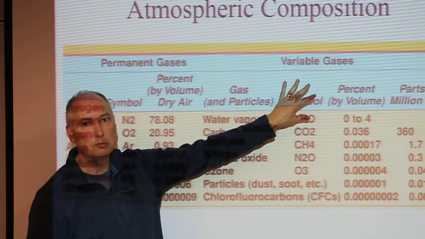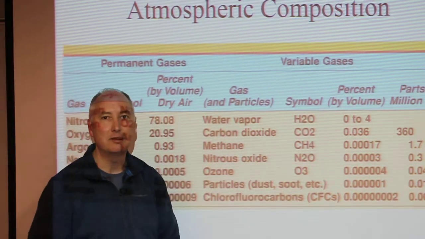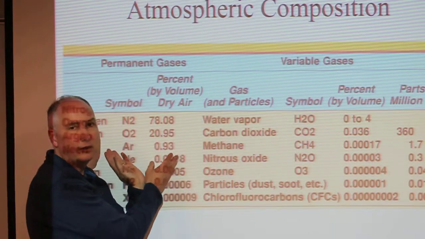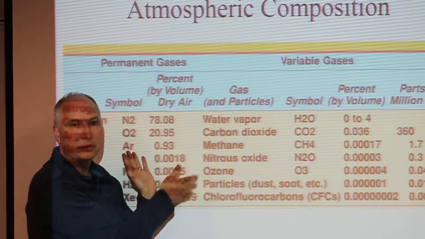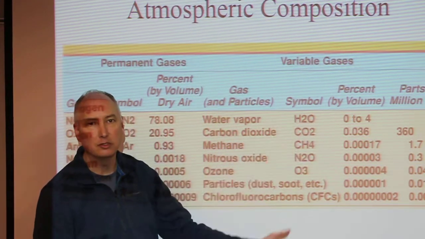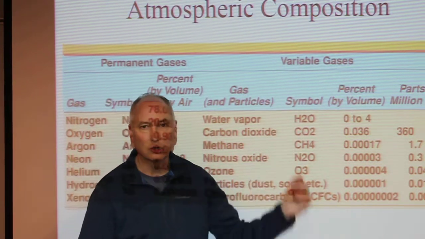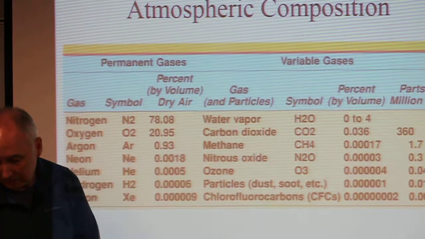What makes the difference between variable gases and permanent gases? It has to do with the lifetime of the gases. The permanent gases have very long lifetimes and are well mixed around the planet. With the variable gases, you can move 5 miles and have very different concentrations of water or carbon dioxide or other gases.